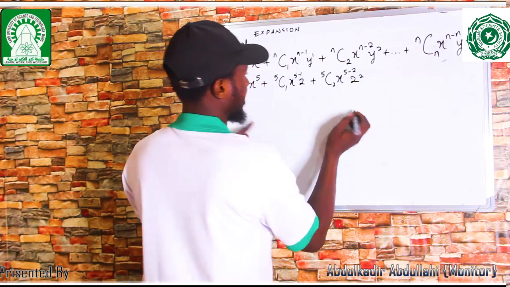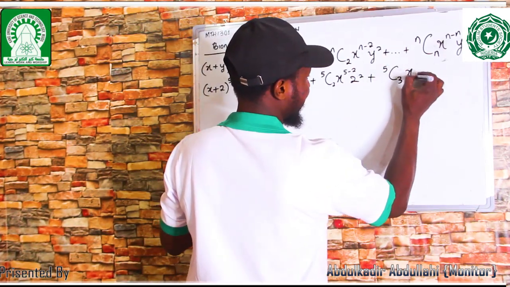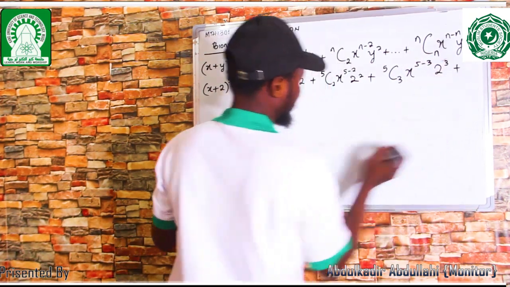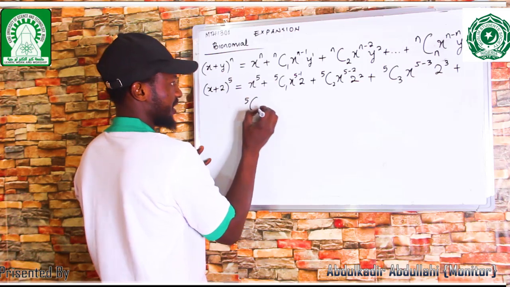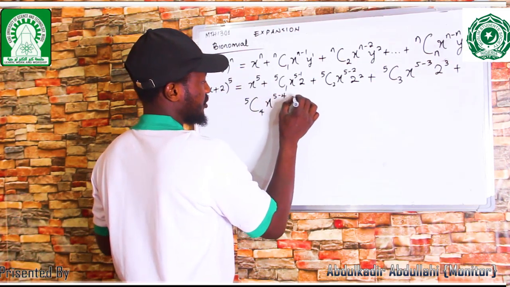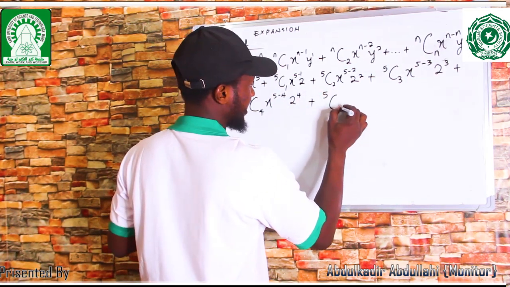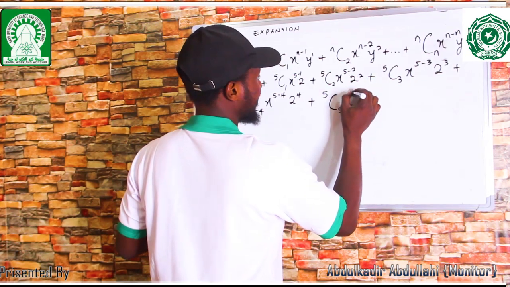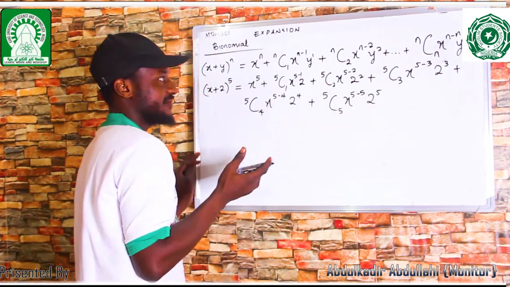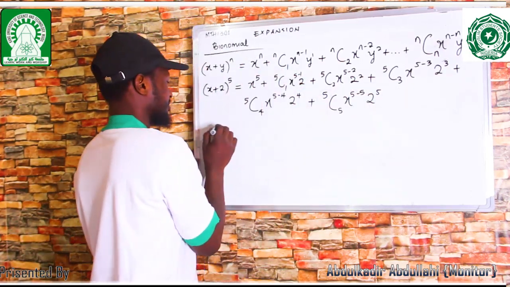We're going to have 2 squared, plus the next one, 5 combination 3, x power 5 minus 3, then 2 power 3, plus 5 combination 4, x power 5 minus 4, 2 power 4, plus 5 combination 5, x power 5 minus 5, then 2 power 5. So this is the end, because we reach where we are having 5, 5, 5, 5. So the next thing is just to solve.